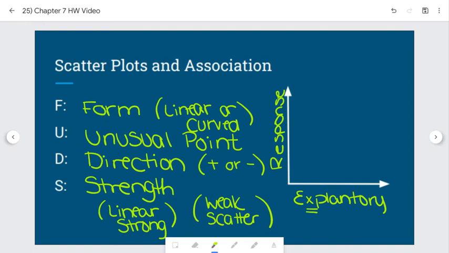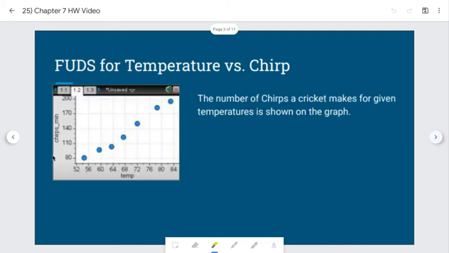So we're talking about our bivariate data here, and again, FUDS. Instead of SOCS, we're looking at FUDS now because we're not looking at a distribution, we're looking at two pieces together. We'll see that in the next example here.